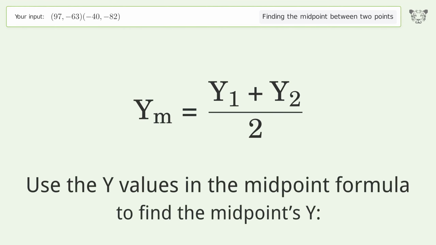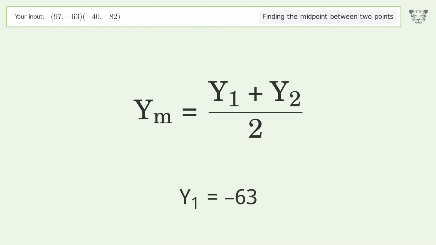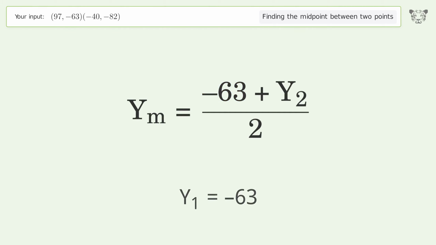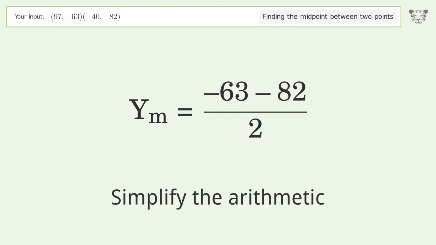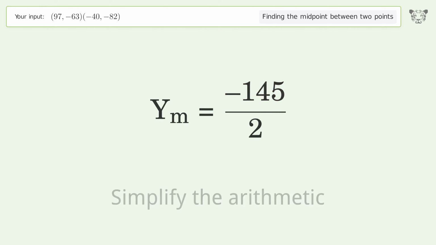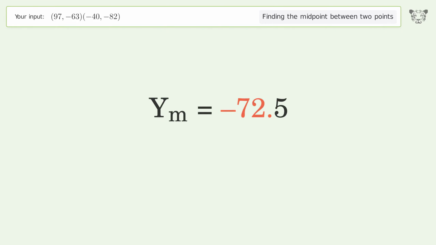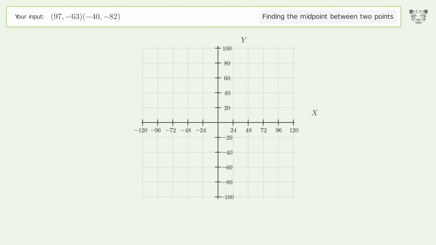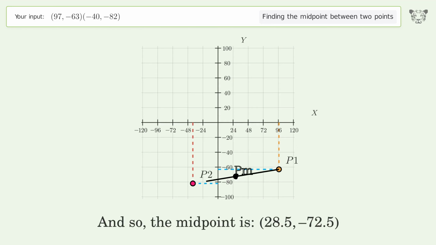Use the y values in the midpoint formula to find the midpoint's y. y1 equals negative 63. y2 equals negative 82. Simplify the arithmetic. And so, the midpoint is 28.5, negative 72.5.